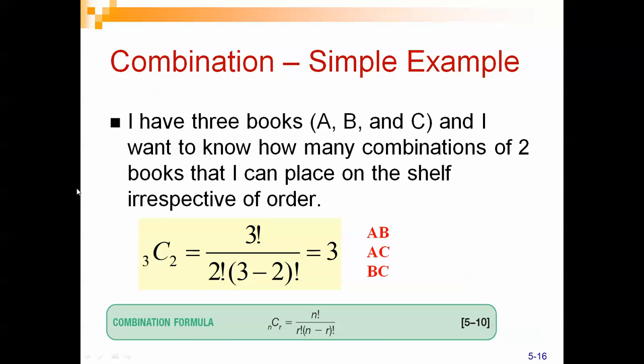And here's a simple example, again using the 3 books, A, B, and C. I want to know how many combinations of 2 books I can place on the shelf, irrespective of order. Now we have AB, AC, and BC. We don't include BA, CA, or CB because in a combination the order doesn't matter, and so AB is the same as BA as far as the combination is concerned. And you'll see we have fewer outcomes than when we had the permutation where the order matters.